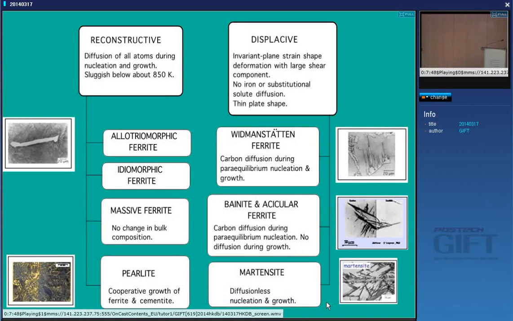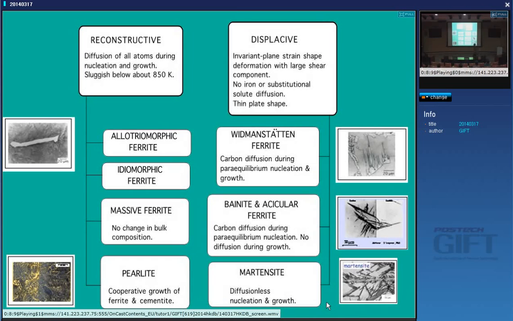Transformations. They're very, very simple to understand. They are completely diffusionless. There's no change in composition. The crystallography is well established, and so on. But the transformations that I'm going to cover in the whole course are all of these. Okay? So you can divide them into two parts.